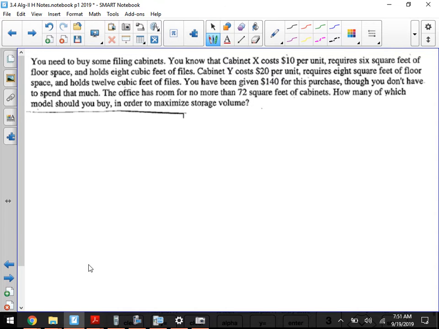So we know we have X cabinet, Y cabinet. As you read through it, they want to maximize storage volume. Okay? So the storage volume is the capacity of the cabinet itself. So you have to go back and reread the question, talking about cabinet X and cabinet Y, to get your objective function in relation to volume. Cabinet X has how much volume? 8 cubic feet. Cabinet Y then has 12 cubic feet.